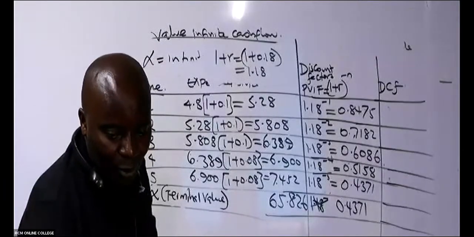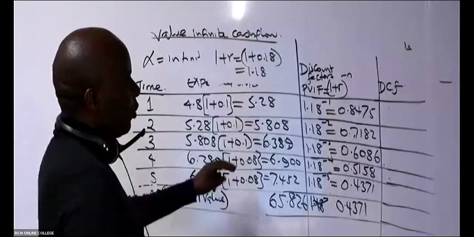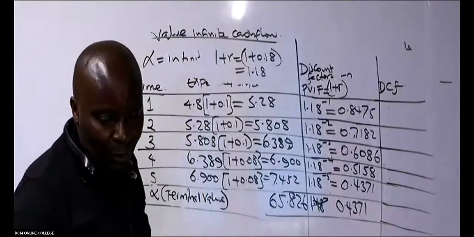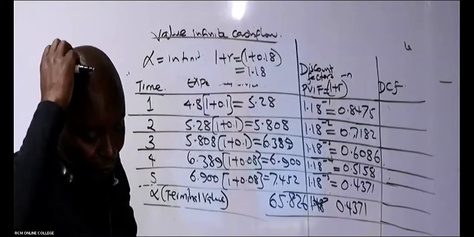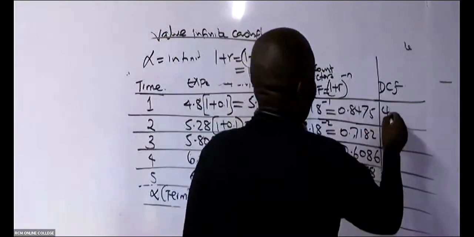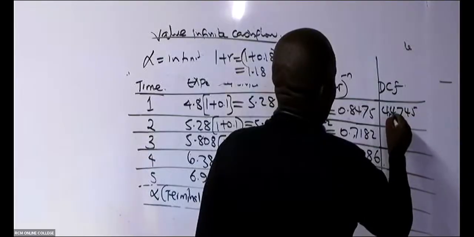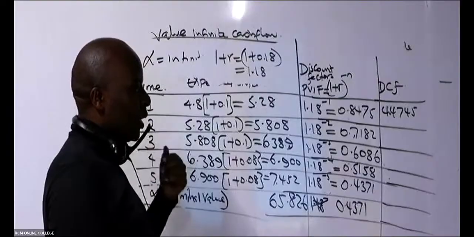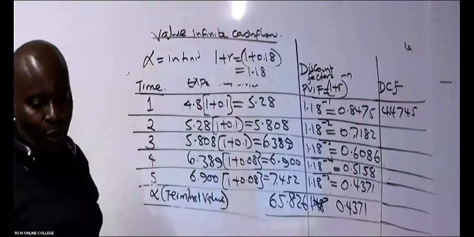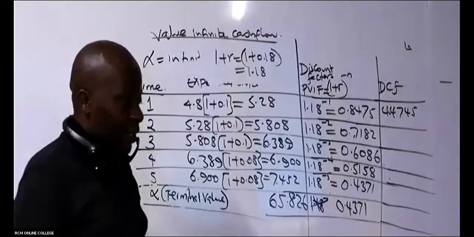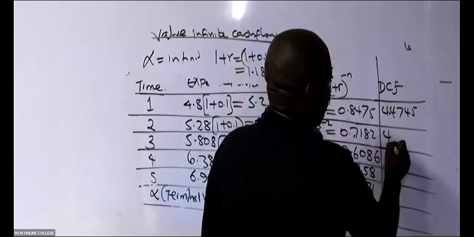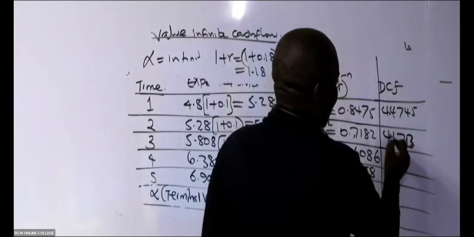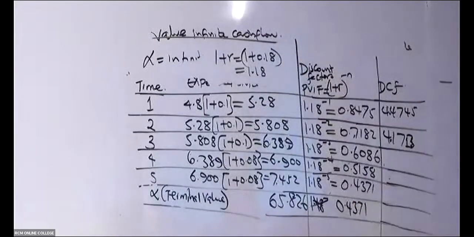All right, so now we are multiplying. The first one will be this multiplied by this discount factor, which in this case somebody is giving me 44,745 with a decimal there. Thank you so much. The second one will be 5808 times 0.7182, which gives 41,713, decimal there.